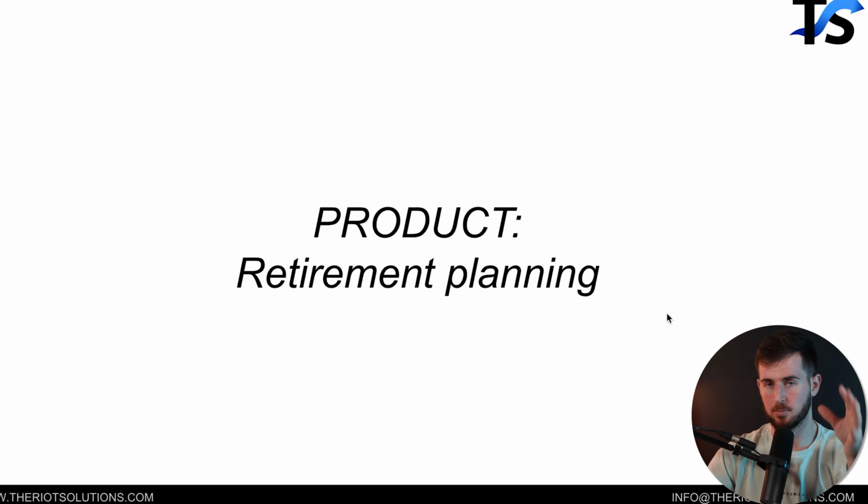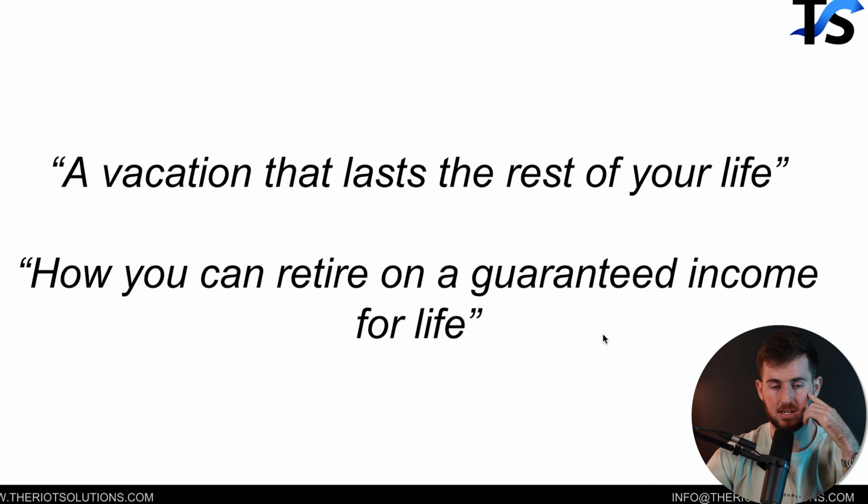Next one is retirement planning. You essentially use this type of product in your earlier years, maybe your 20s or 30s, where you put a little bit of money away each month with every check to make sure you have enough to retire when you get older. So here are the two headlines: "A vacation that lasts for the rest of your life" and "How you can retire on a guaranteed income for your life."